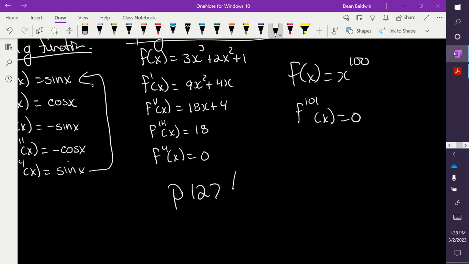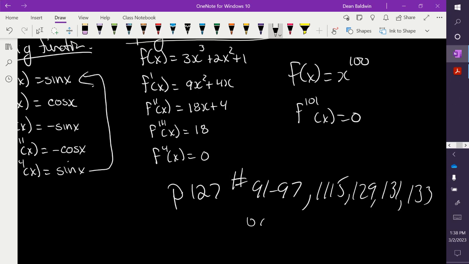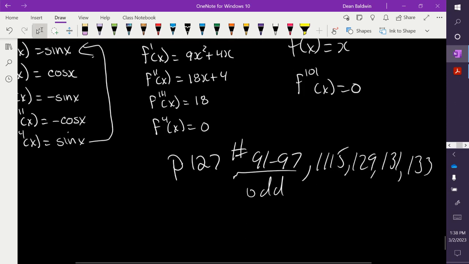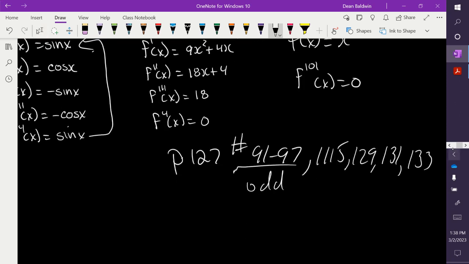Page 127, numbers 91 to 97, 115, 129, 131, 133. Remember, you're only doing the odds. And that's the end of today.